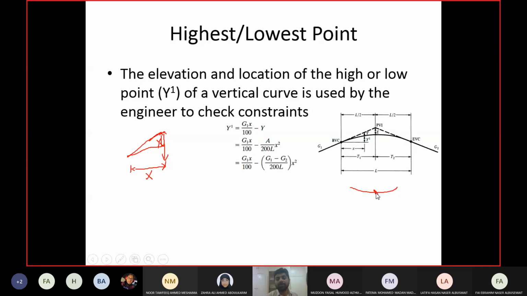So we find out the elevation of the lowest point for a sag curve and the highest point for a crest curve, so that we can check the clearance between the road level and any installation above the road level or below the road level. You may have some installation below the road level, like a pipeline or a fiber. Then you need some clearance between that installation and the road level, because if the clearance is not enough, when the car moves over the road level, it will damage the installation as well.